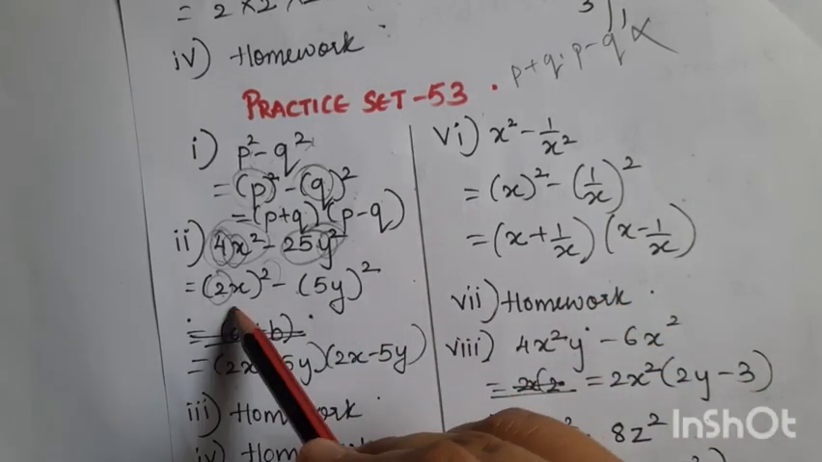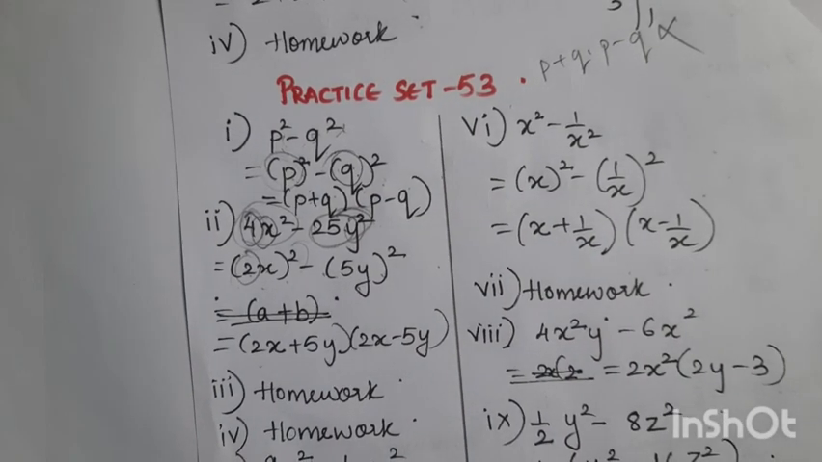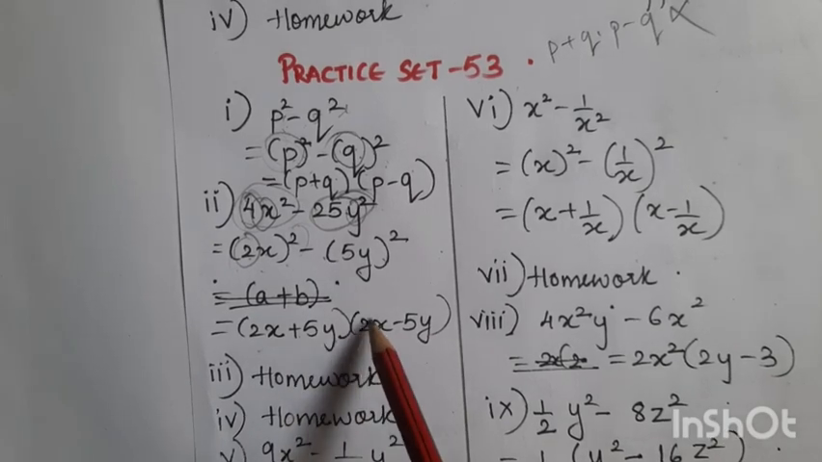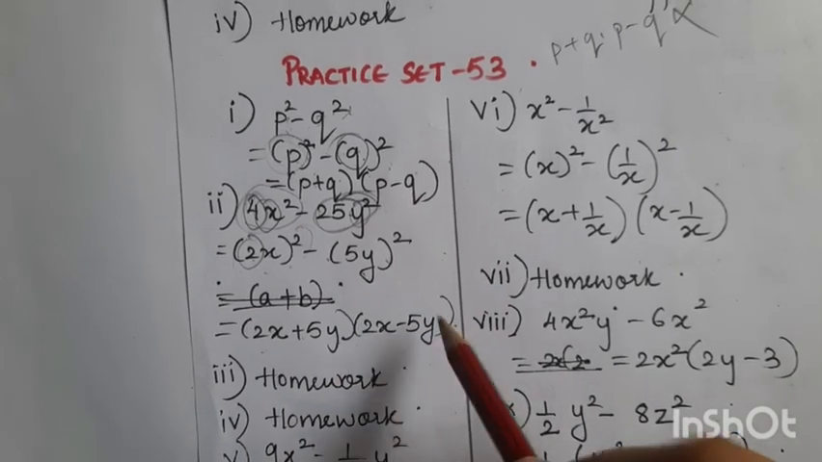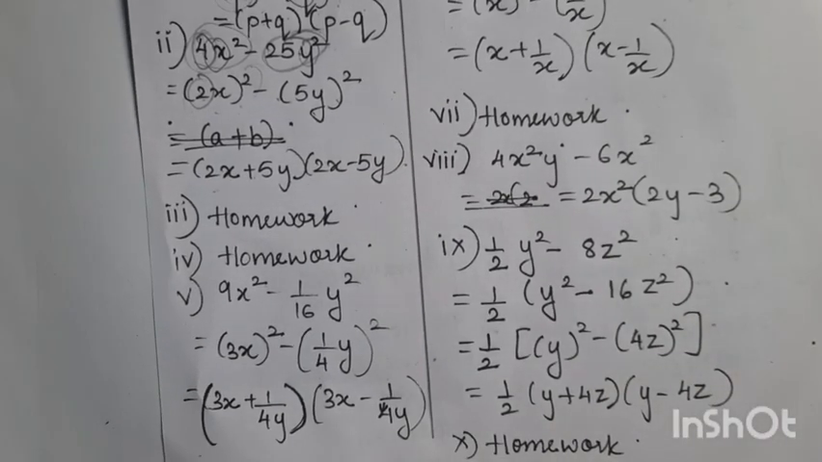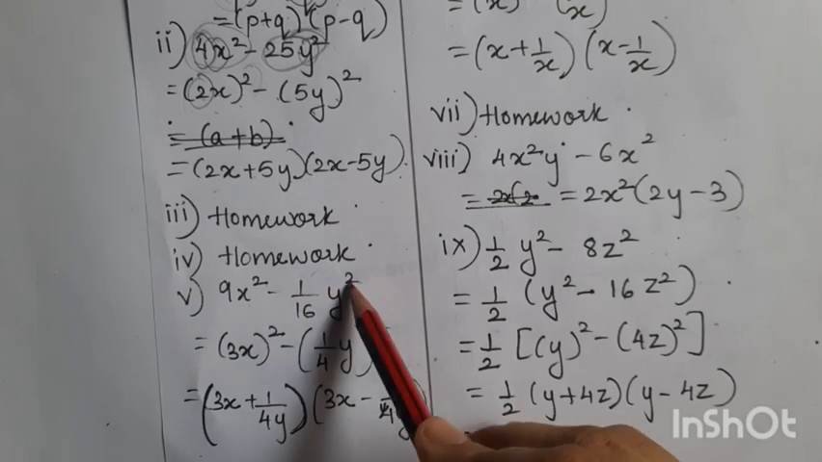That is equals to, now this is in the form of a square minus b square. So that is a plus b into a minus b. So that is (2x plus 5y)(2x minus 5y). Okay. Next, third and fourth sum do for homework. Fifth sum we will see, 9x square minus 1 upon 16y square.